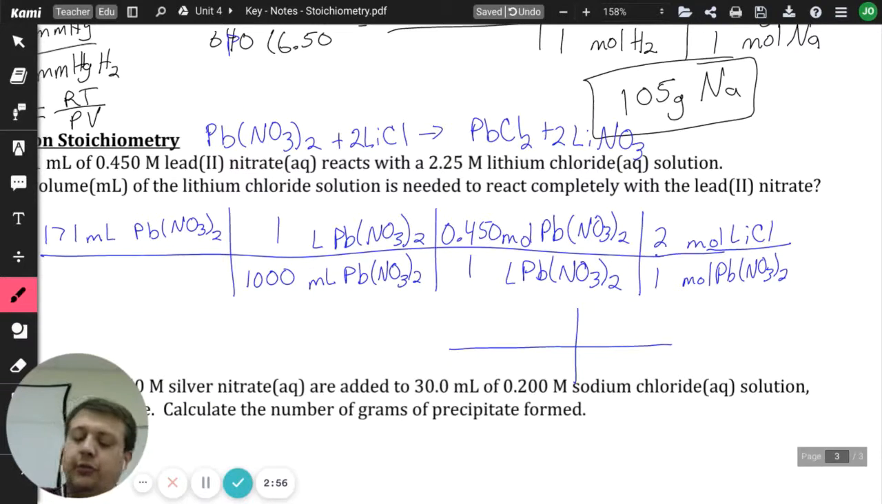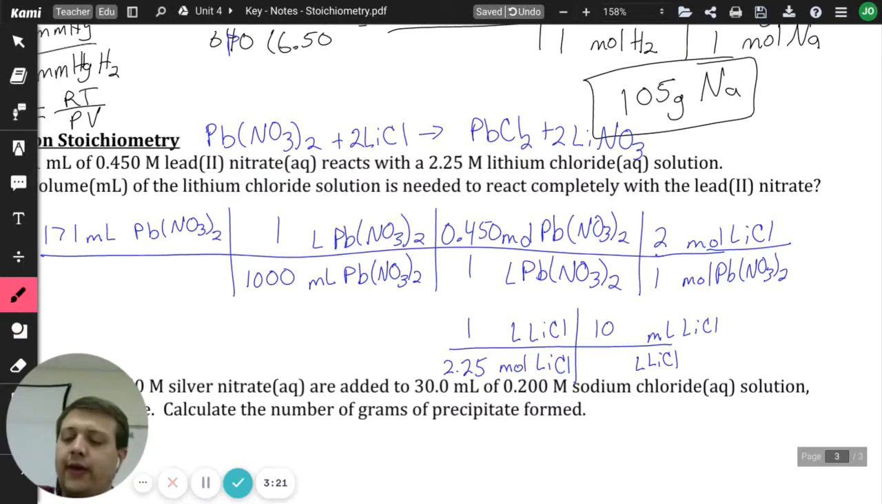So I've got my 2 moles of lithium chloride. I'm going to drop that low, so moles of lithium chloride. And we're going to go into liters of lithium chloride using our molarity. So I have 2.25 moles for every 1 liter. And then liters of lithium chloride into milliliters of lithium chloride. We know that there's 1,000 milliliters for every 1 liter. We plug that all into our calculator, we will end up with 68.4 milliliters. Okay?